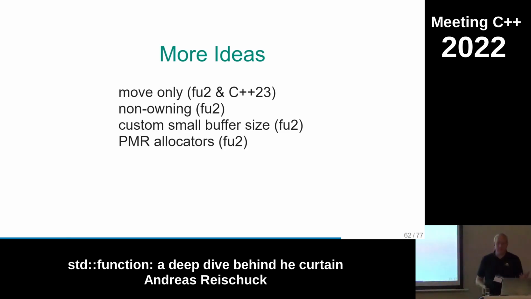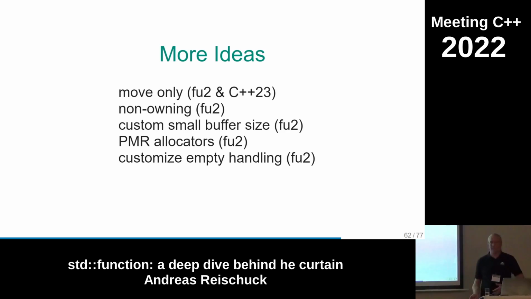Then there's also polymorphic allocator support, might be thinkable. Also function 2 implements that. And we could also customize the empty handling. So instead of throwing an exception all the time, which is, for example, bad for embedded devices, where you would want to disable exceptions, you would like to have something like, if it's empty, then call my standard implementation or create a default implementation when it's possible. And if it's not possible, I can provide a standard implementation. For example, if you have a function that returns a reference, there's no way to default implement that. But if you return an int, you can default construct the int and return that.